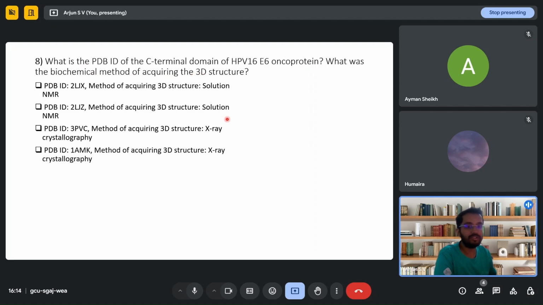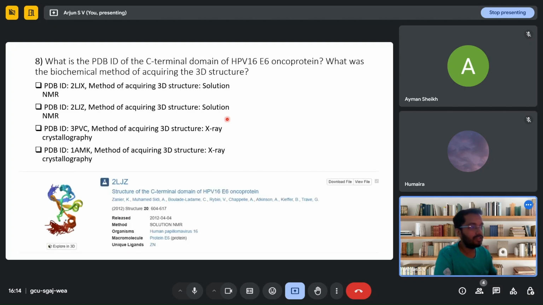So this question you can solve, now that you have come to week 8, using NCBI or using PDB. But for the sake of simplicity, I have approached PDB. So in PDB, this is what happens. If you search this keyword, C-terminal domain of the HPV16 E6 oncoprotein, this is what you get. So this matches with this, and this is what you get.